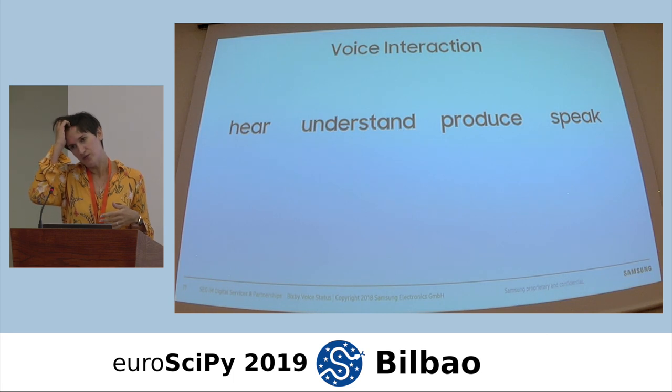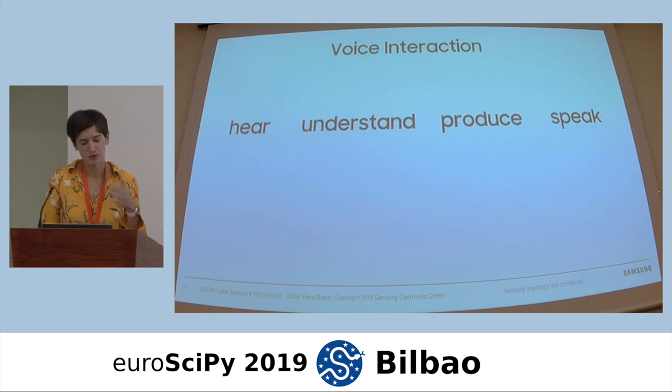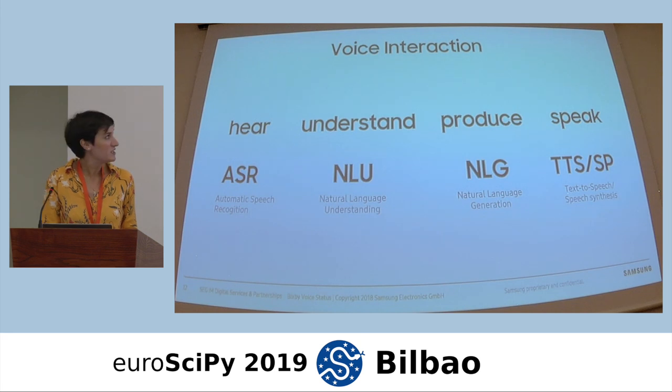And for machines, for human-computer interaction, we have followed the exact same path. For hearing, we have automatic speech recognition. For understanding, we have natural language understanding modules. For producing the language, we have natural language generation, even if that can be discussed, whether it's considered generation or not. And for speaking, we have text-to-speech or speech synthesis. Now I will walk you through the different technologies one by one.